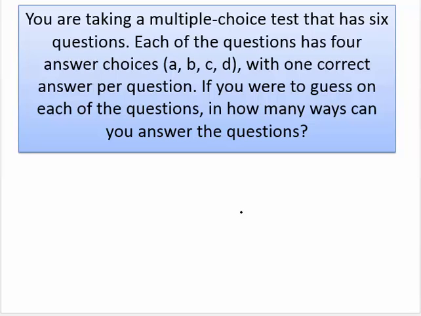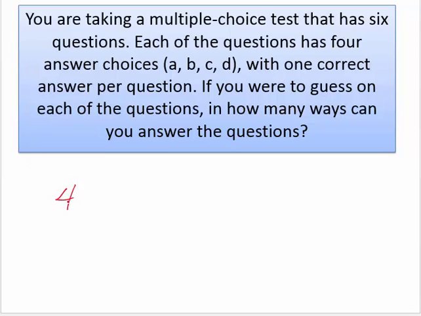Here's another one, and I believe you have a problem just like this on MyMathLab. You're taking a multiple choice test that has 6 questions. Each of the questions has 4 answer choices, either A, B, C, or D, with 1 correct answer per question. If you were to guess on each of the questions, how many ways could you answer the questions? Well, an example might be you might choose A for each one. That'd be one choice. You might decide to go with all A's with a B on the last one. There's so many possibilities. To find out how many, you just use the fundamental counting principle.